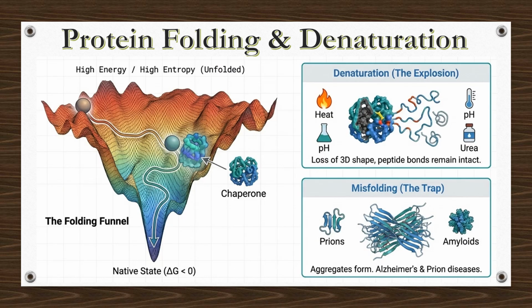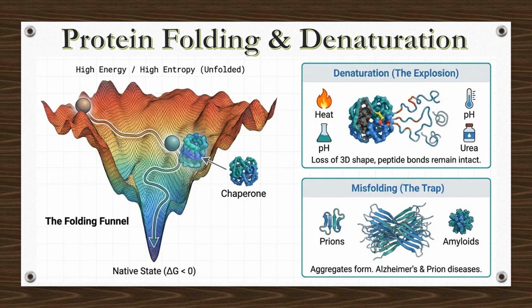Chaotropic agents like urea and guanidinium chloride interfere with hydrogen bonding and the hydrophobic effect, causing complete unfolding. Detergents such as SDS insert into hydrophobic cores, disrupting packing and coating proteins with negative charge, a principle used in SDS-PAGE.